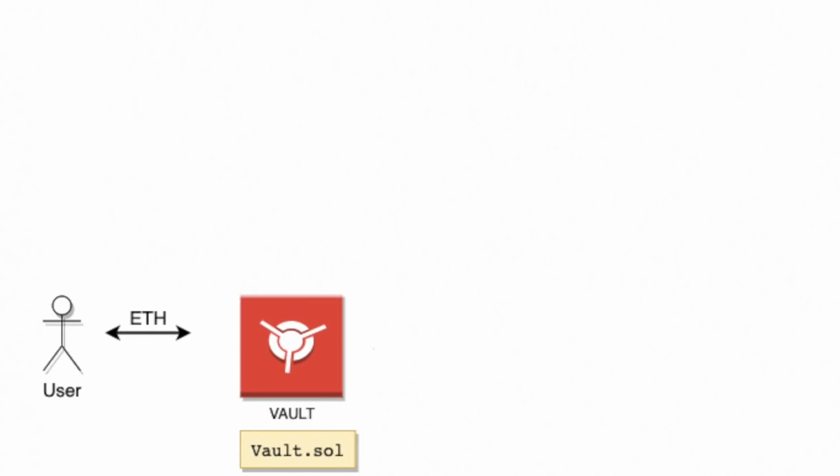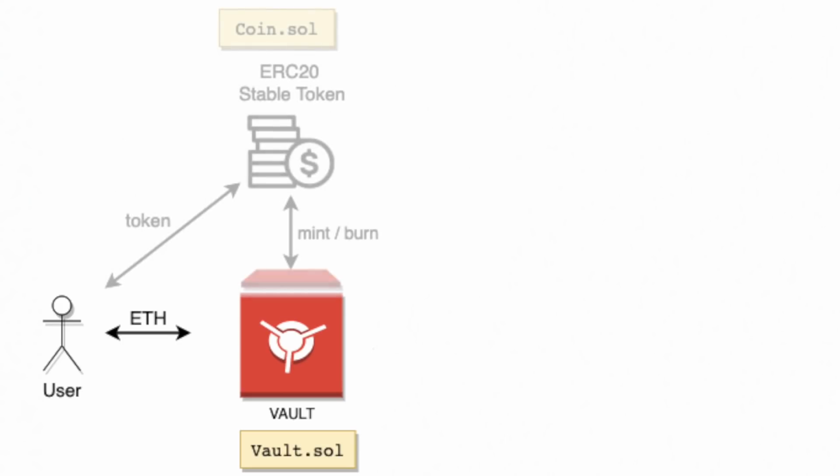The way the user flow works is that a user can go to the web app and choose to deposit some amount of Ether as collateral. This Ether is stored on the blockchain in a Vault smart contract account. Then they will receive a stablecoin token pegged to the US dollar as a loan.